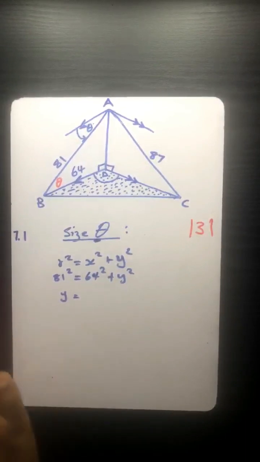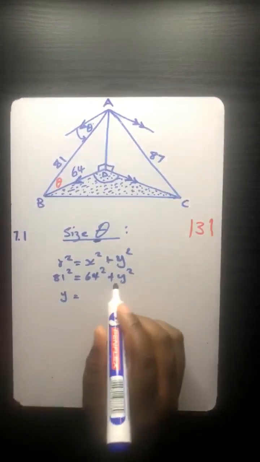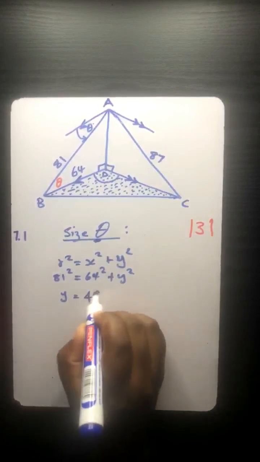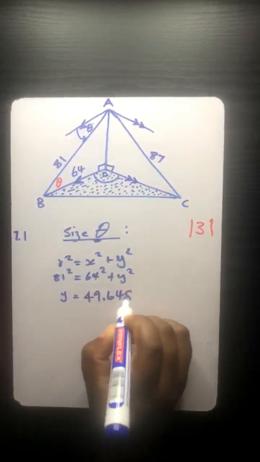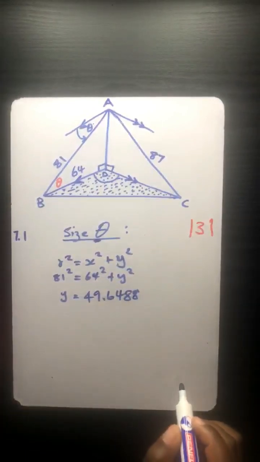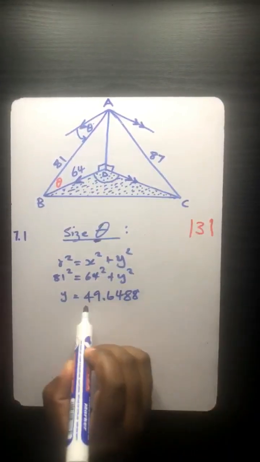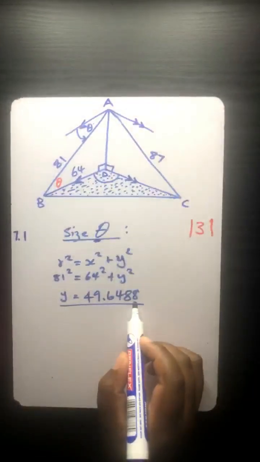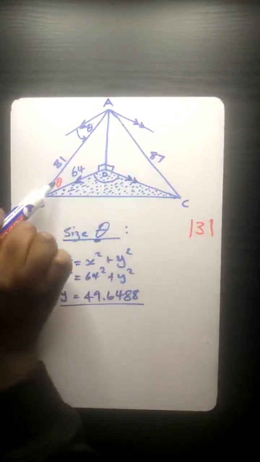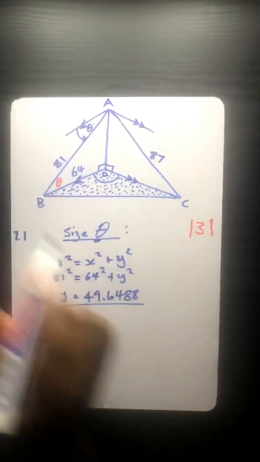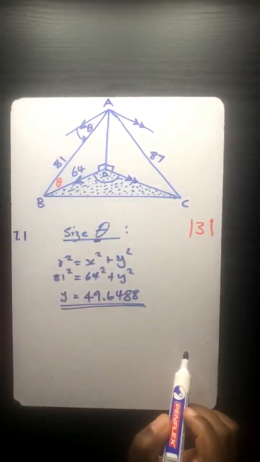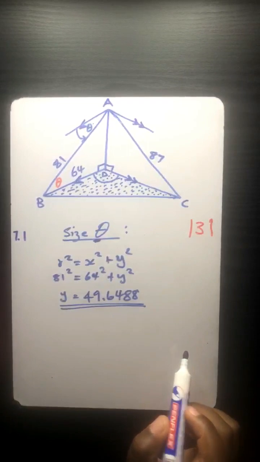81 squared minus 64 squared is equal to that. Then the square root of the answer is equal to 49.648. Let me just do that. So suppose AD has a length equal to that. Let's see if I use the sine rule to check whether that angle could be something closer to what we got. Remember, I rounded off here, so the angle might be closer to 38, yes, 37 point something.